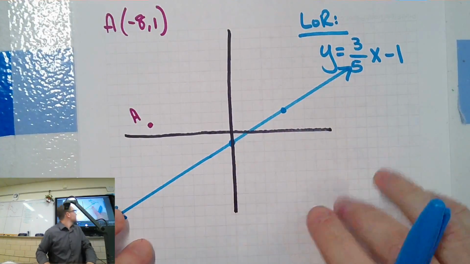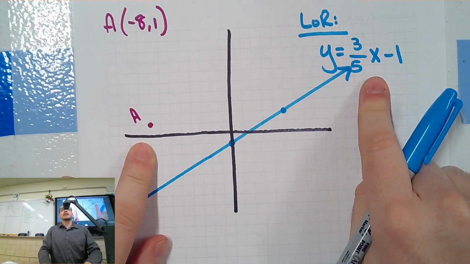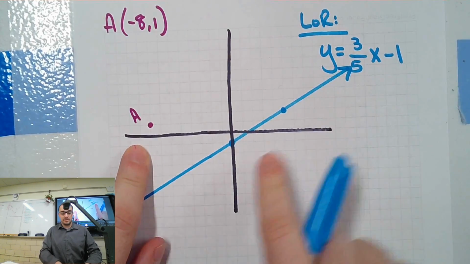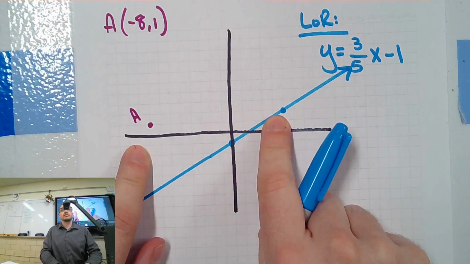So here we are. Line of reflection. A. How do we feel so far? Easy. I was paying attention. Can we graph the line? Yes. Down 1, up 3/5.